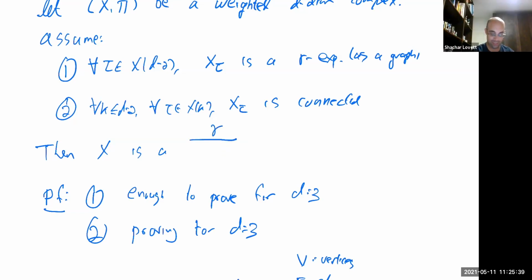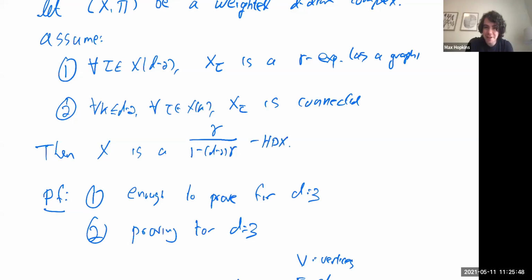Yeah, not an ideal scenario here. I might be a bit distracted. I think I was more upset with your use of HDX instead of local spectral expander, and so I missed it. Oh, I'm sorry. Yeah, fair enough. You're right.